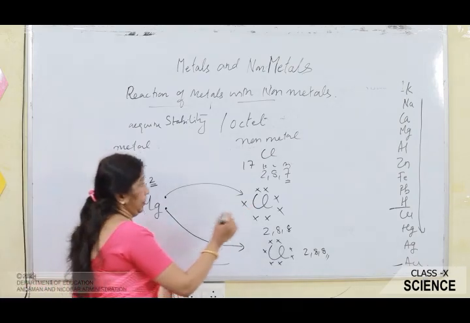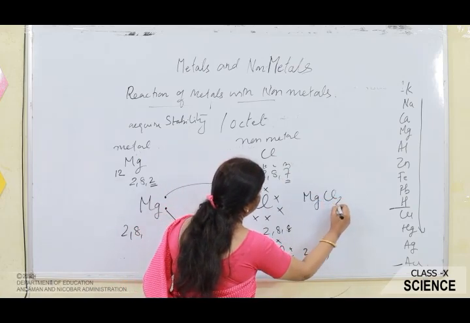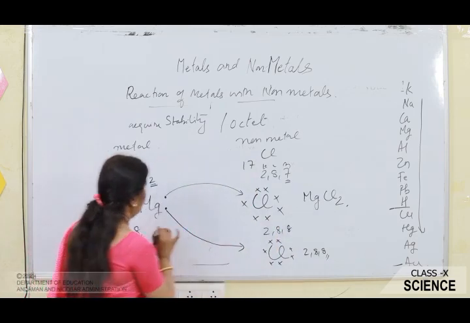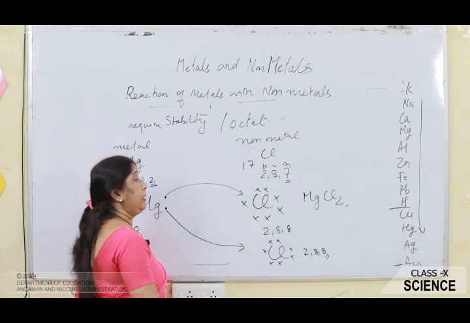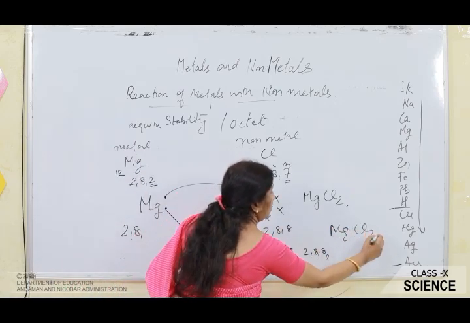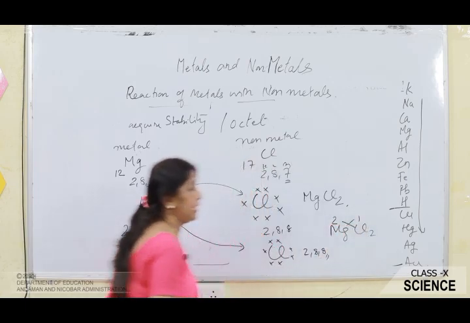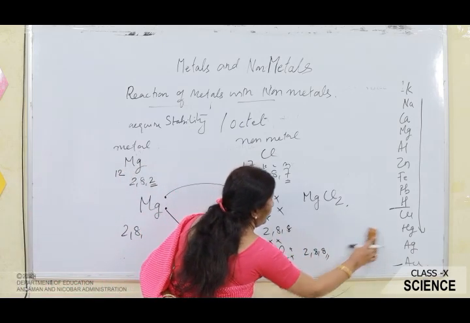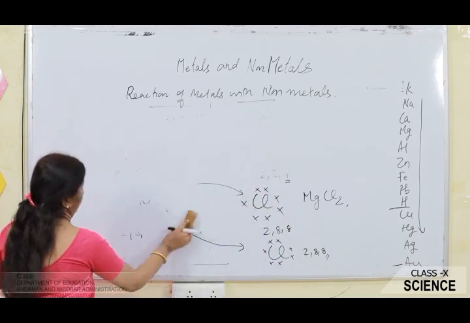So the formula of magnesium chloride is MgCl2, 1 magnesium combining with 2 atoms of chlorine. And how to frame the chemical formula? I told you. How does MgCl2 come? Magnesium valency 2, chlorine valency 1, cross it, you get MgCl2. I think by this your concept of framing the chemical formula is clear. Now, you can take down 2 important questions from this topic.